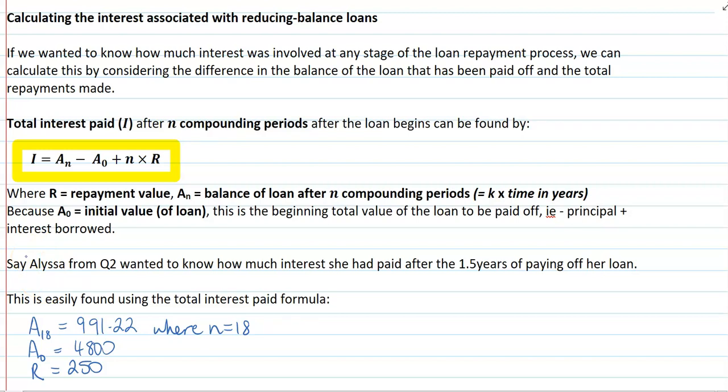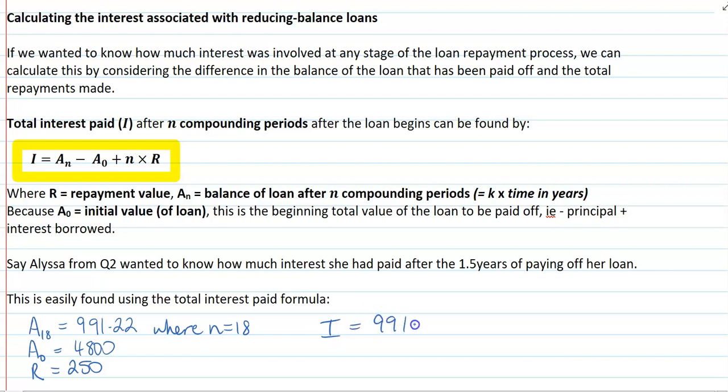Let's apply this to Alyssa's scenario from question 2. If we wanted to know how much interest she'd paid after 1.5 years of paying her loan off, we could easily find that using the formula above. So after 18 months, she had a balance of $991.22. Her initial value of the loan that she took out was $4,800 and her repayments were $250. So because n is 18, we simply apply everything into that formula.